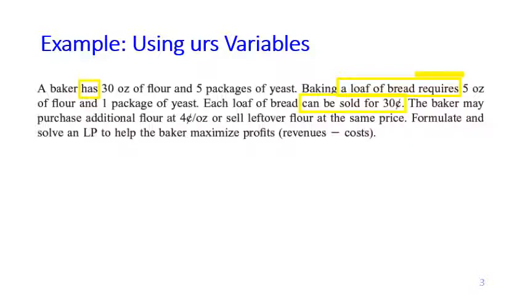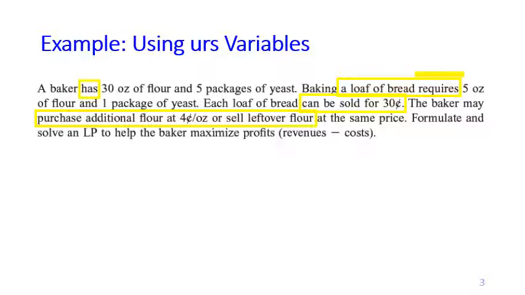So this is related to the objective, we can guess. And then here is the special thing. The baker may purchase additional flour at 4 cents per ounce, or sell the leftover flour at the same price. So if the baker wants to purchase additional flour, it may do so. If it has any flour that is left over, it may also sell that leftover flour at the same price.